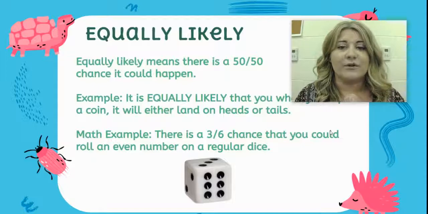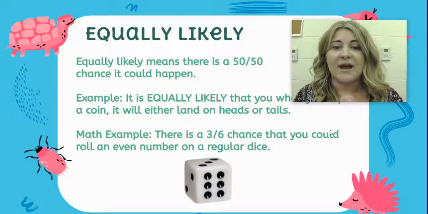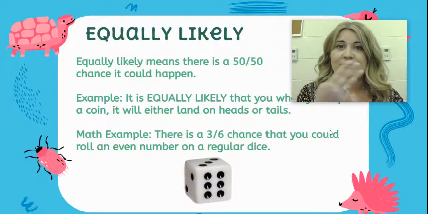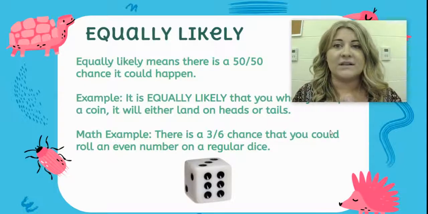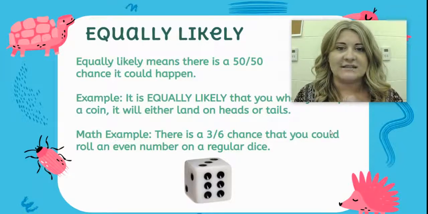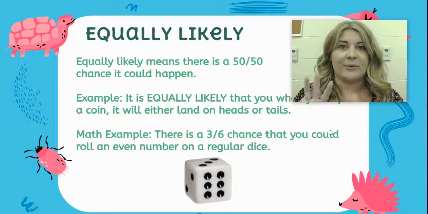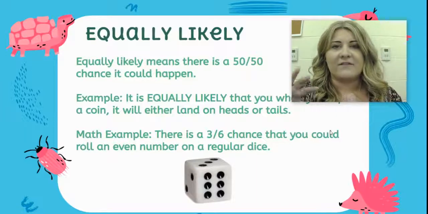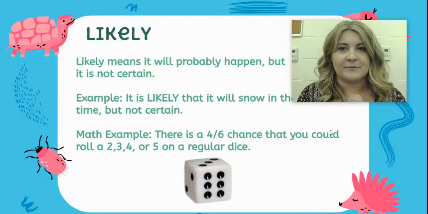So the chances of me rolling an even number, I could roll either a 2, 4, or 6, and those would all be even, is equally likely because it is a 50-50 chance. It's also a 50-50 chance that I could roll an odd number because there are 3 odd numbers on the dice as well, 1, 3, and 5. So that is a 50-50 equally likely chance there.